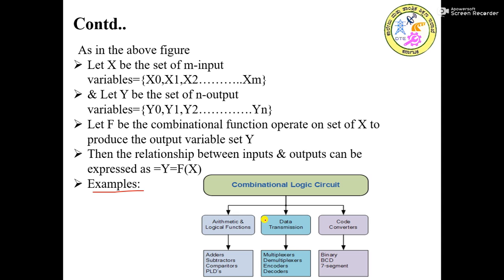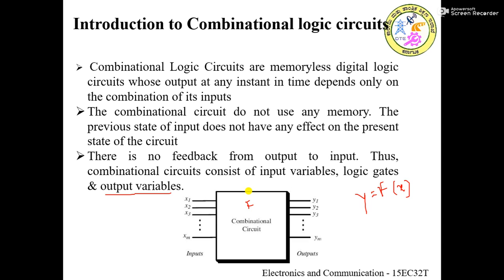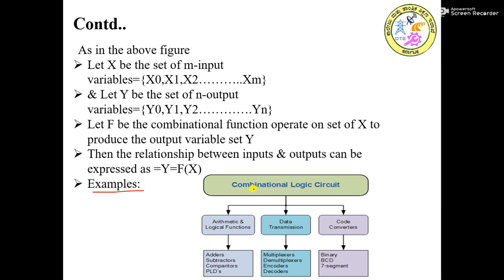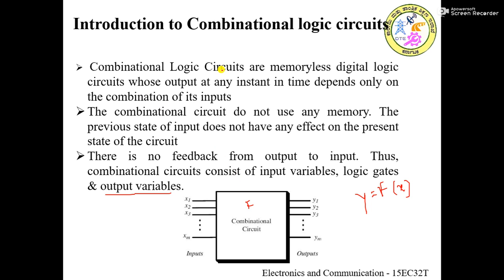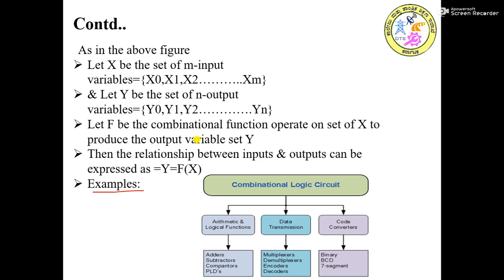In your examination, you will be asked a question to describe and write the definition of combinational logic circuits, as well as to write the examples for that. That will be a 5 marks question. First you have to write the definition for it. After that you have to draw this block. Then you have to express it with a mathematical function. Then you are supposed to write the examples.